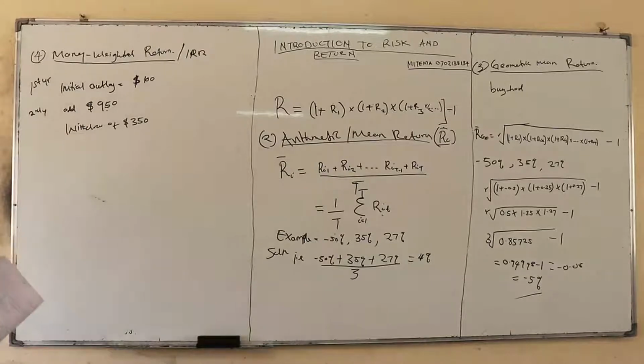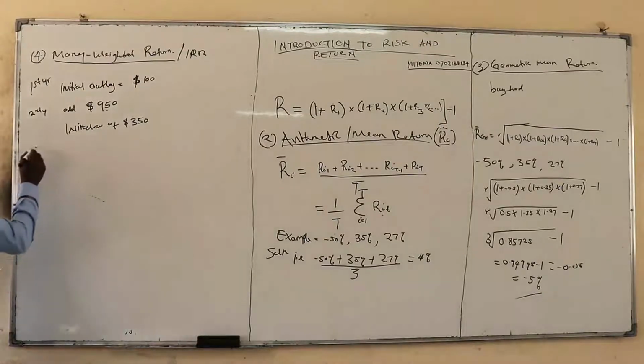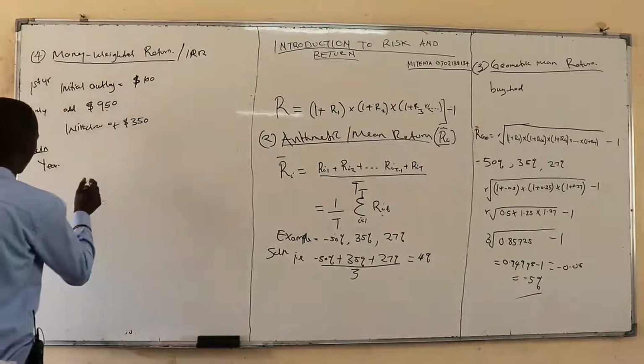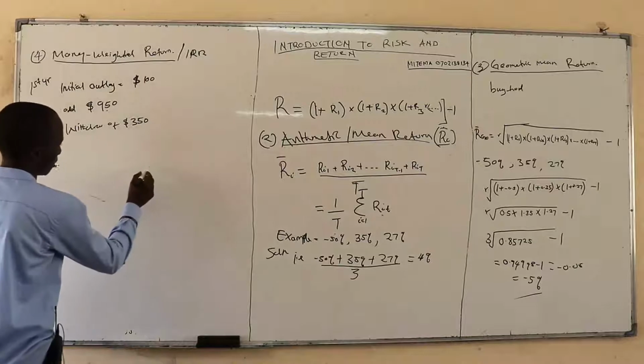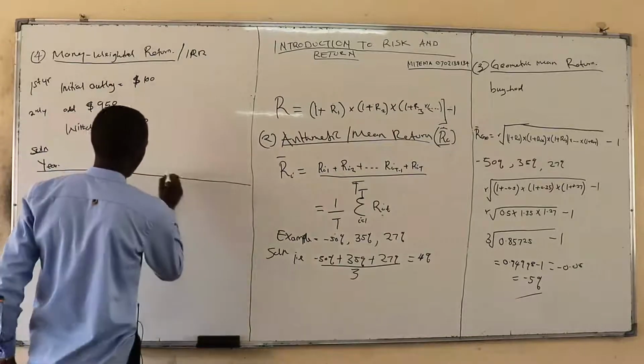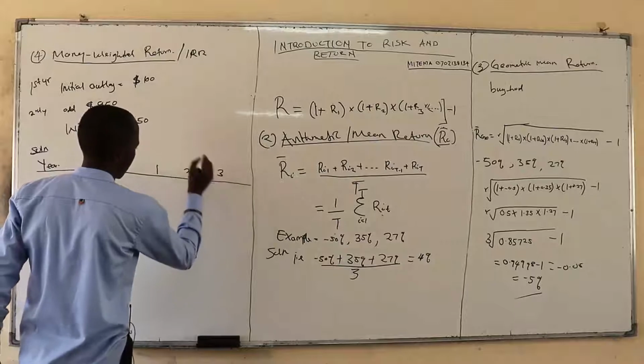So you are asked to calculate the money weighted return. But first of all, before you do that, we must come up with the cash flows of this kind of investment in the mutual fund. So our cash flow is going to look like this. We have the year. This is part of the solution. So we have year, then we will have the details, and then we have the first year, second, and third.